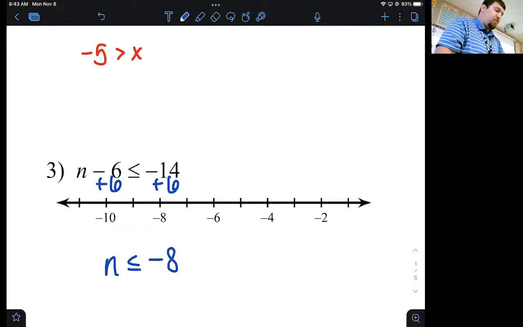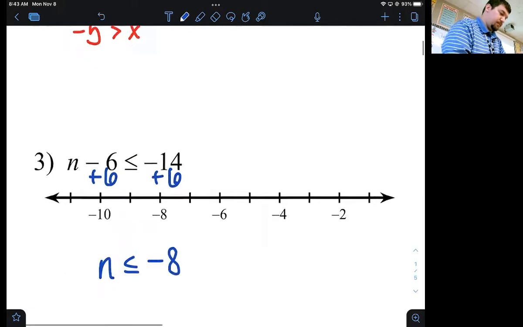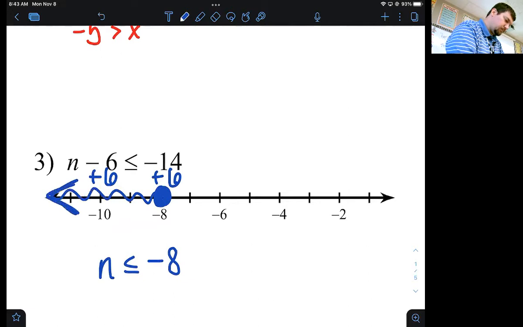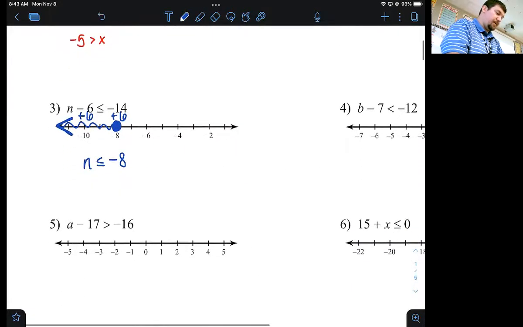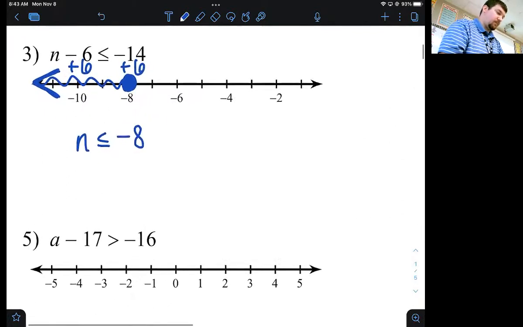Parker, do I put an open or closed circle around -8? Close. Good. Yep, we have the equal bar. Anytime you have that equal bar underneath the sign, you got to close the circle in. And then is n bigger or smaller, Parker? Smaller. So I shade to the left. Good. Easy enough. Number 5. Hannah Lindley, what do I do to both sides?